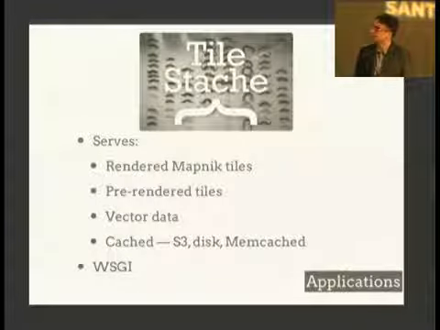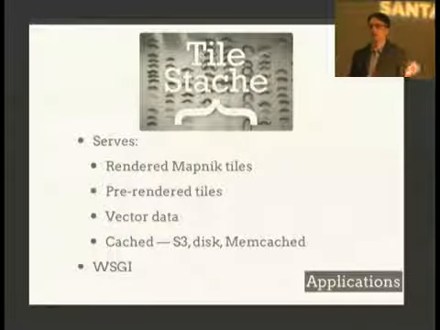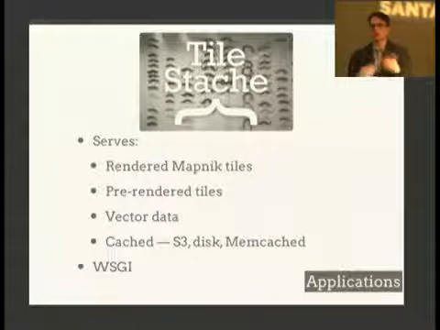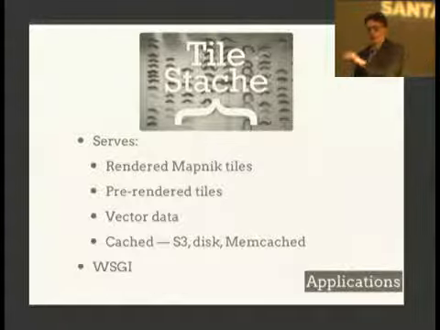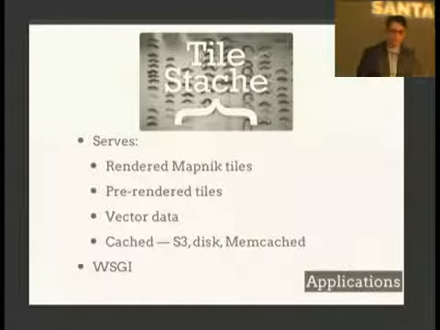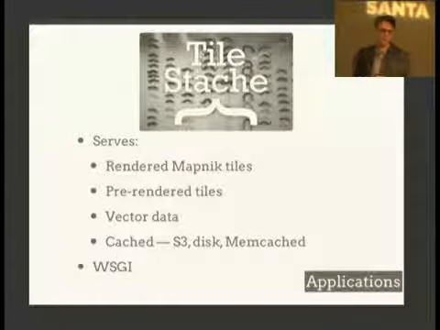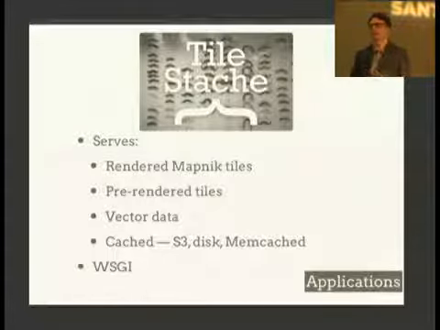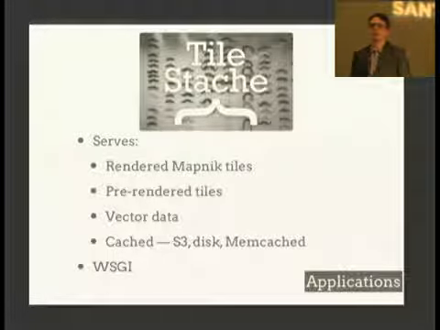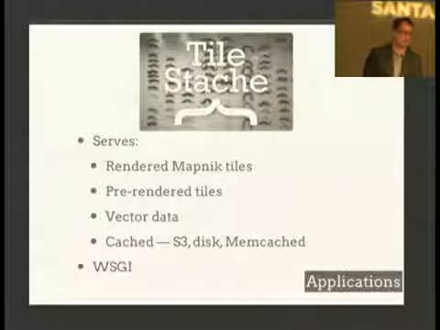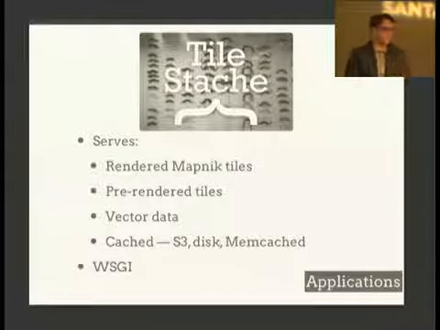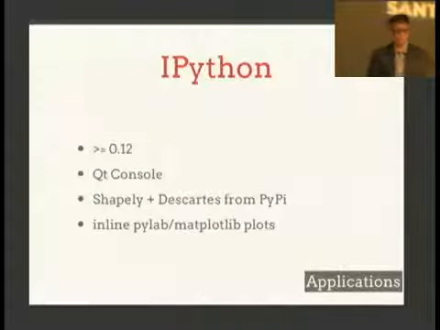Okay, Tile Stash. This is a tile server. It serves rendered Mapnik tiles, so you can import Mapnik and point browsers directly at it. You can serve pre-rendered tiles and vector data, and it will also cache out to S3 or whatever cache backend you want to make subsequent loads that much more efficient. It's just a WSGI application, so it's really easy to work with.